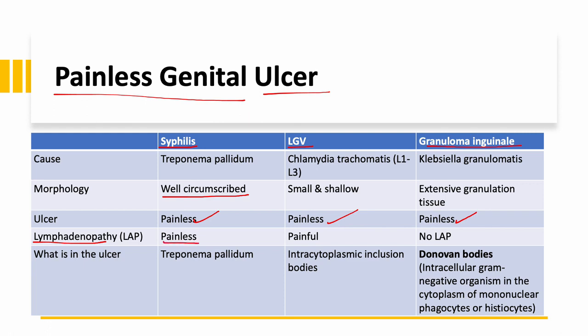For lymphogranuloma venereum, is caused by Chlamydia trachomatis, serotype L1 to L3. The ulcerations are small, shallow, and usually associated with painful lymphadenopathy. So lymphogranuloma venereum, painless ulcer, painful lymphadenopathy. Granuloma inguinale, caused by Klebsiella granulomatis. The ulceration characteristically shows excessive granulation tissue. It's painless ulceration and no lymphadenopathy.